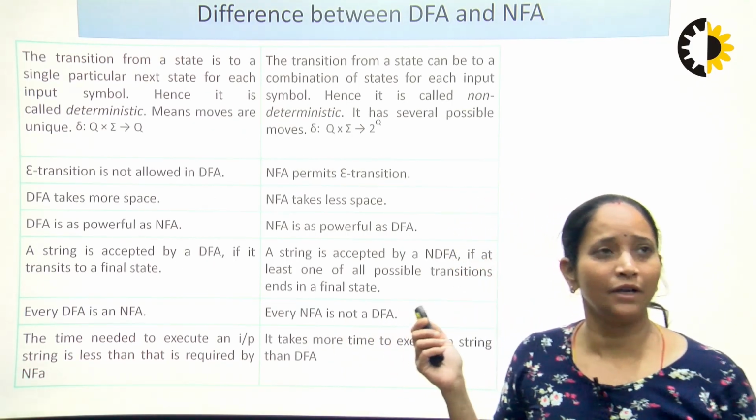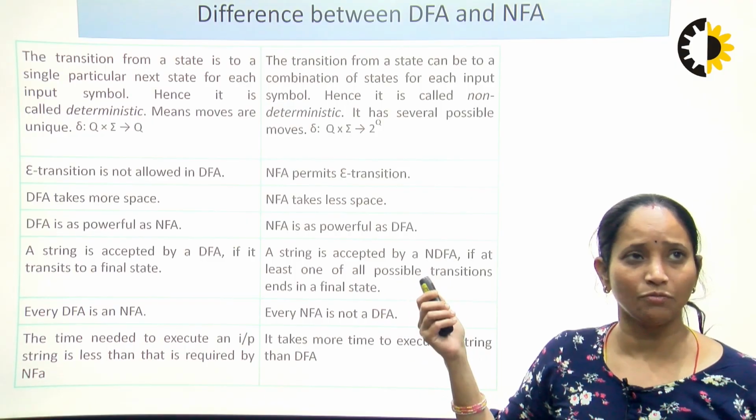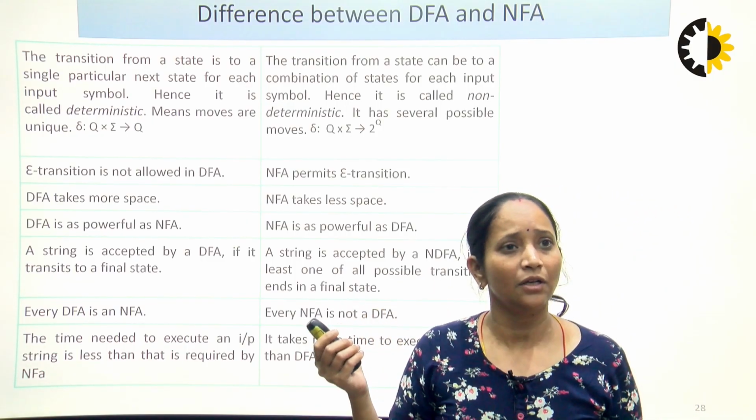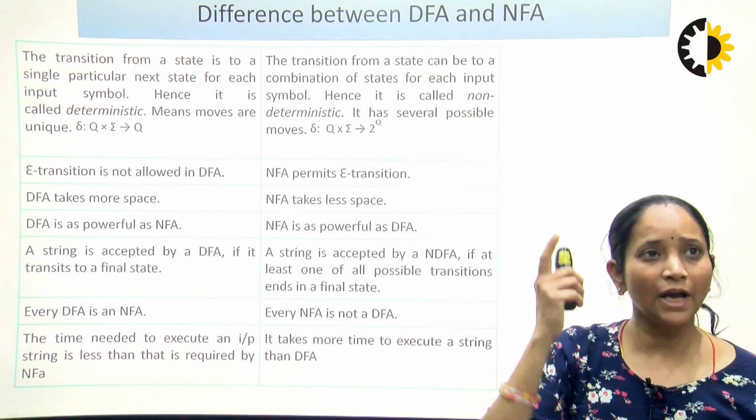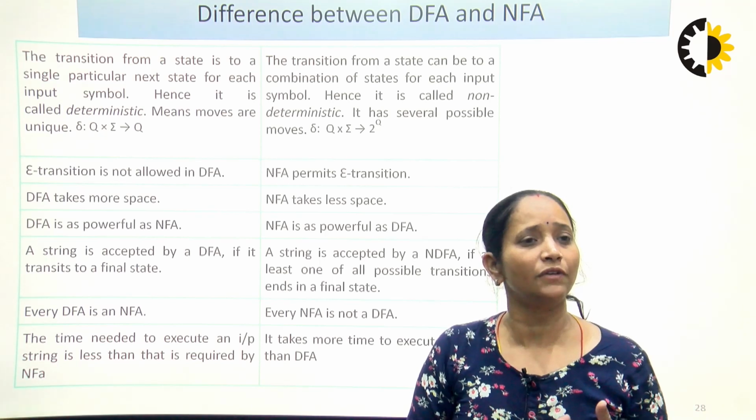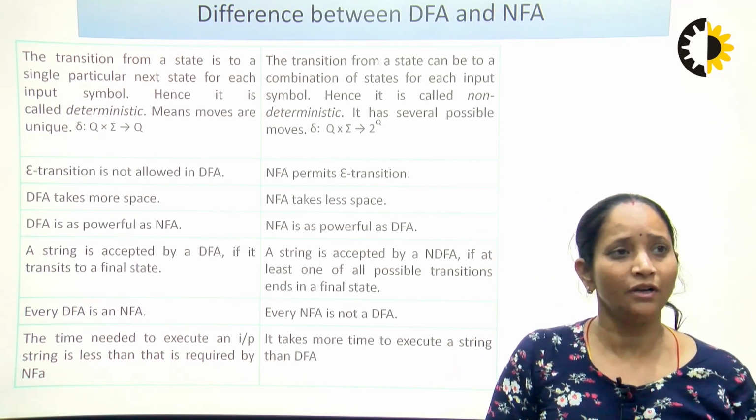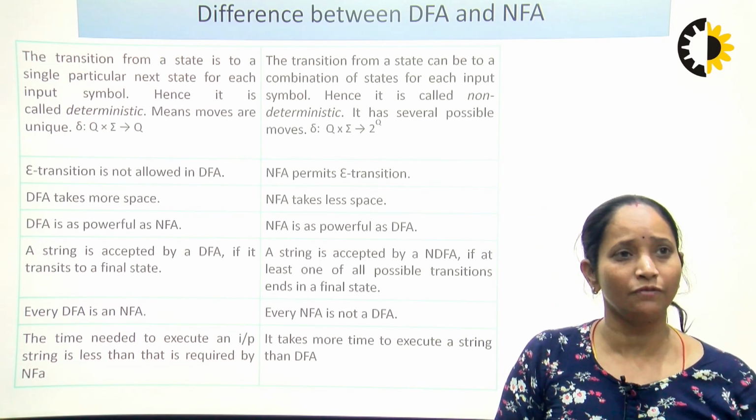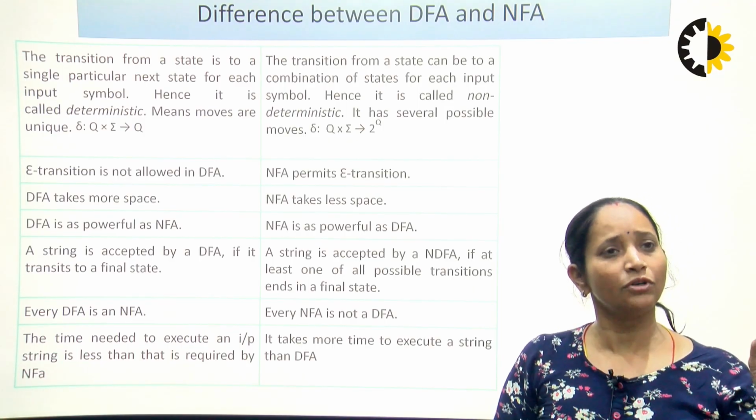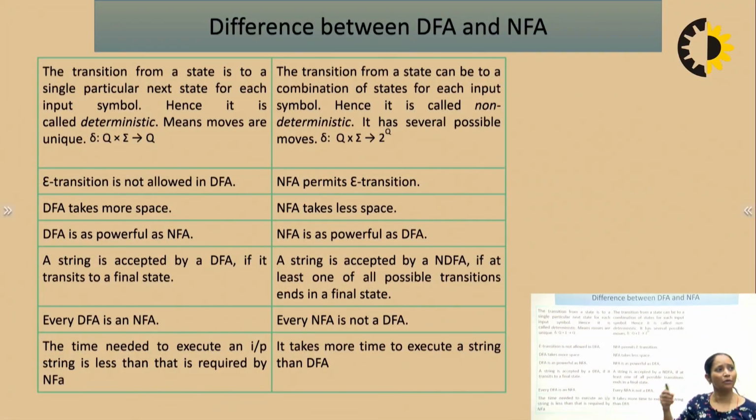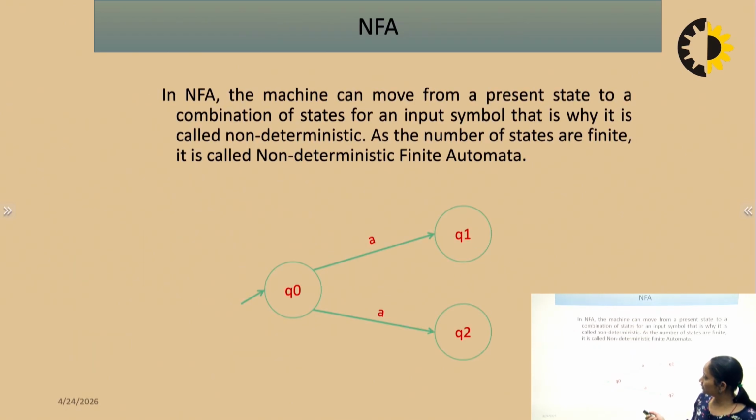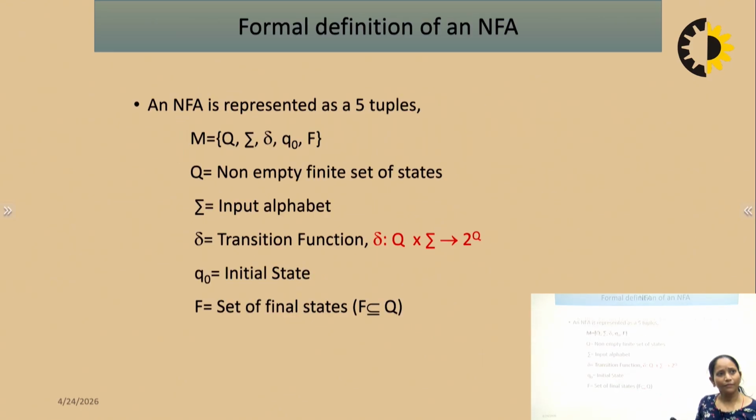Now the most important question that can be asked in the university examination: what is the difference between NFA and DFA? The one-line most important difference is that if it is a DFA, then the transition function is defined so that for a particular input symbol there is only one move possible. If we talk about the NFA, there are multiple possible moves. As we can see here, for the particular input symbol A there are multiple moves.